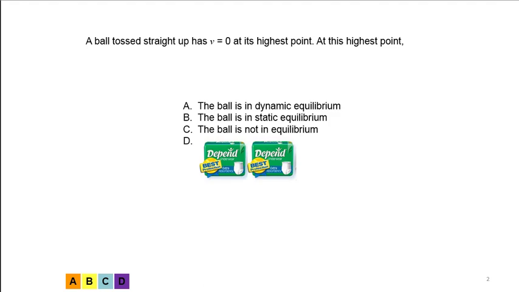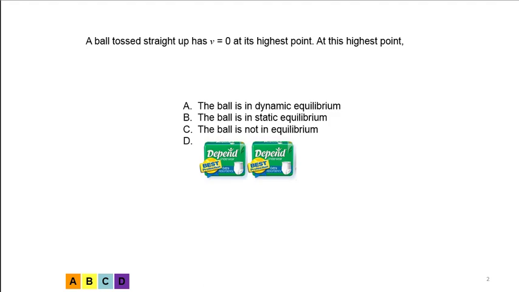So let's just review something real quick. I'm throwing a ball straight up in the air. We know that when the ball is at its highest point, it has a velocity equal to 0. And I want you to think about, at this highest point, these questions. Is the ball in dynamic equilibrium? Is the ball in static equilibrium? Is the ball not in equilibrium? Or it depends. So take a second, think about that, and then press play when you want to see the answer.